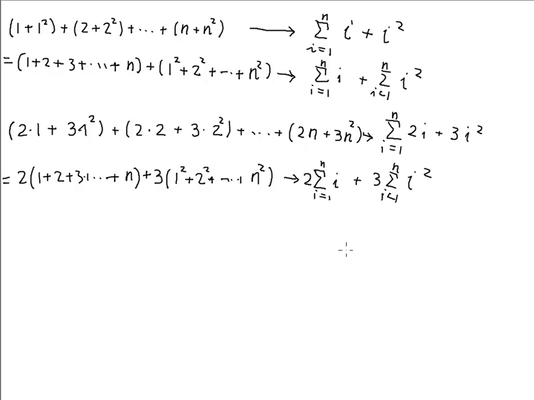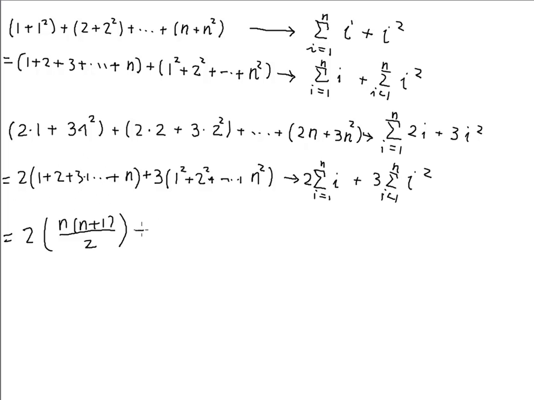Okay. Now, what's our next step? We know the formulas for these sums over here. So what do we have? This one over here, as well as this one, is twice n plus 1 over 2. So that's the sum over here.